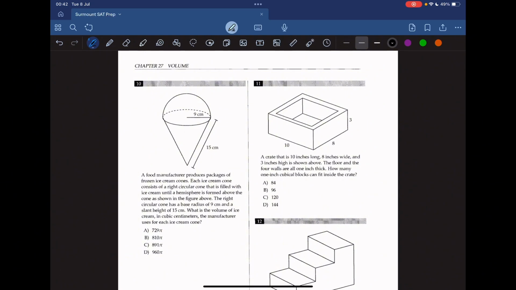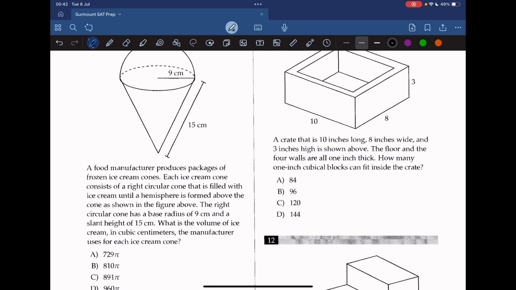Question 10, a food manufacturer produces packages of frozen ice cream cones. Each ice cream cone contains a right circular cone that is filled with ice cream until a hemisphere is formed above the cone as shown in the figure above. The right circular cone has a base radius of 9 and a slant height of 15. What is the volume of ice cream in cubic centimeters the manufacturer uses for each ice cream cone?